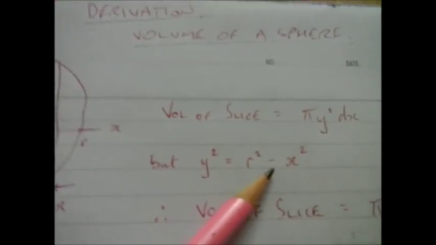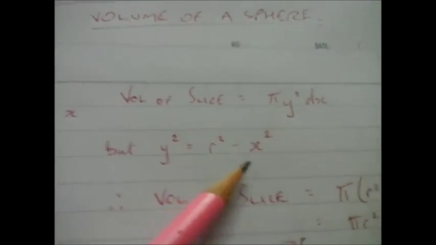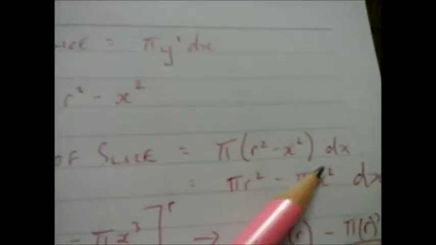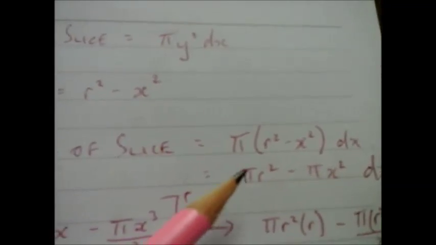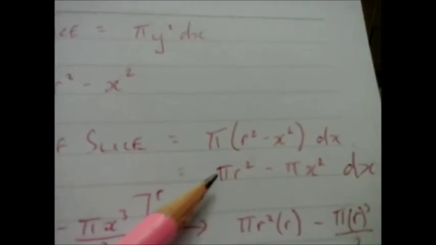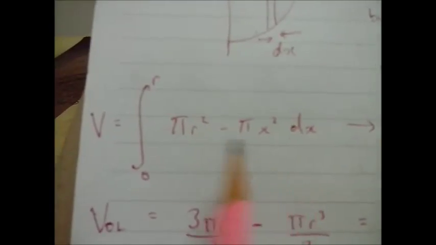If I substitute this r squared minus x squared into the volume of a slice formula, I'll end up with this. Then I will expand the brackets, multiply through by pi, and I get that. So that's the volume of one slice.